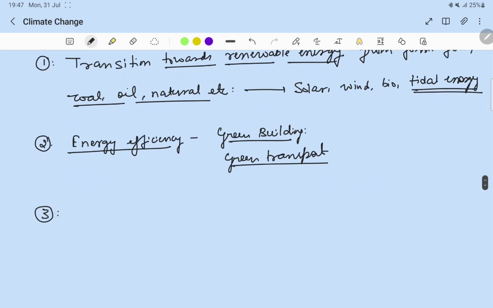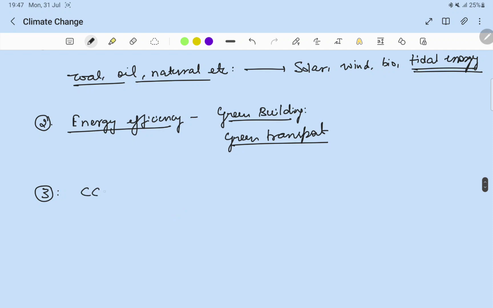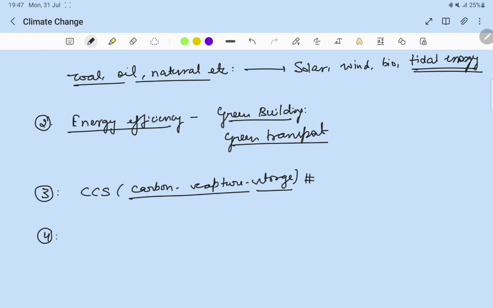Then we need to capture carbon also. There is a scheme called carbon capture and storage. Recently Norway has started doing this. It has started capturing carbon from the atmosphere and storing it deep into the earth. Then one of the very important things which each one of us can contribute to is forest conservation.